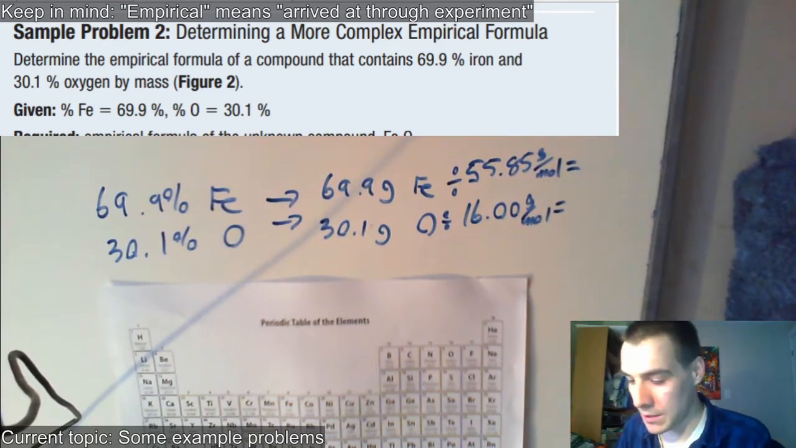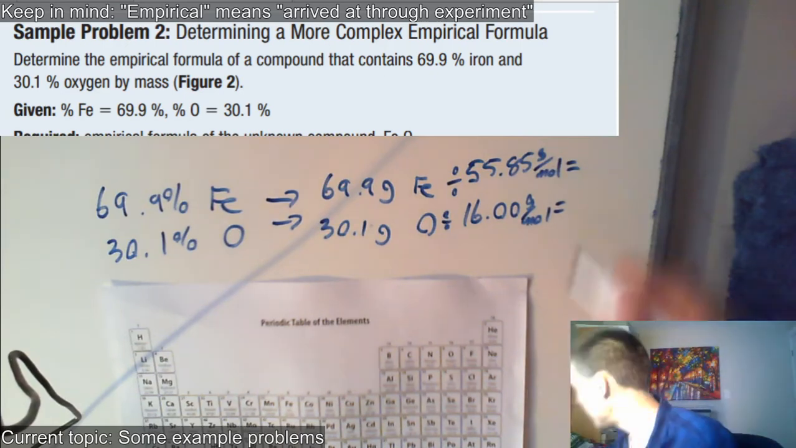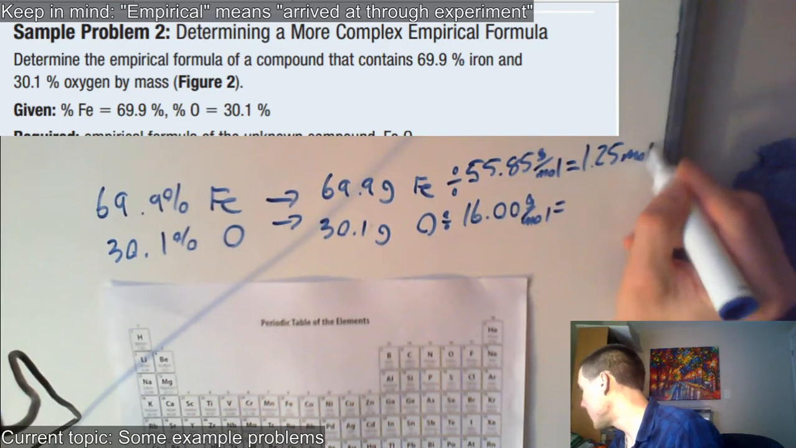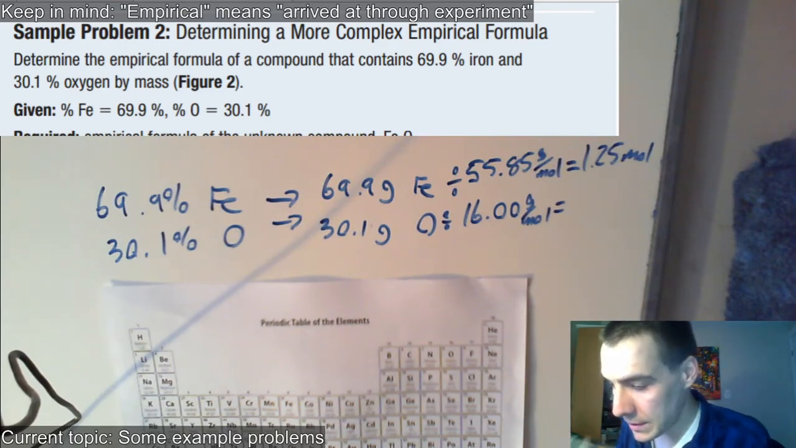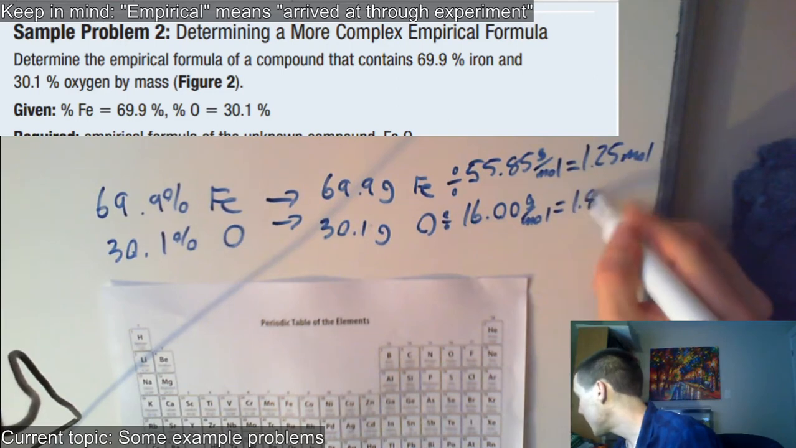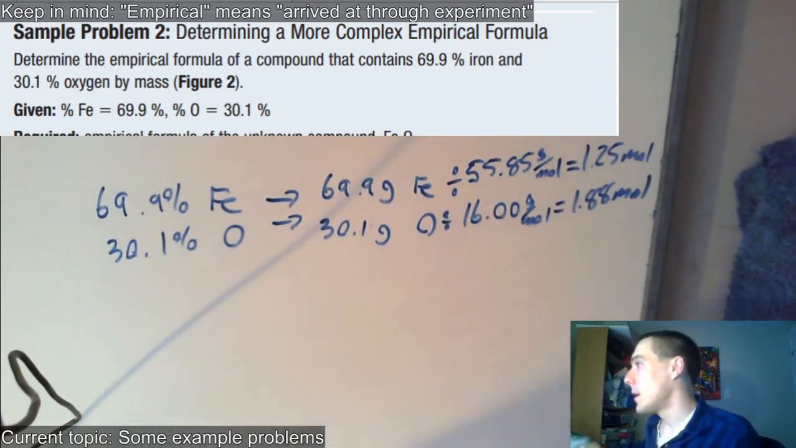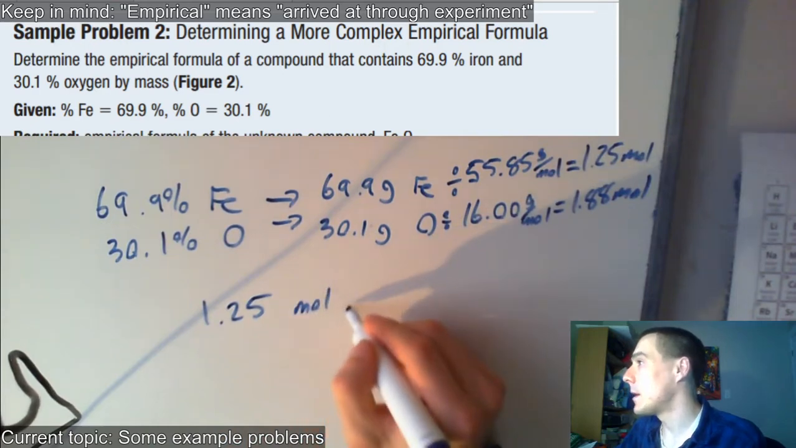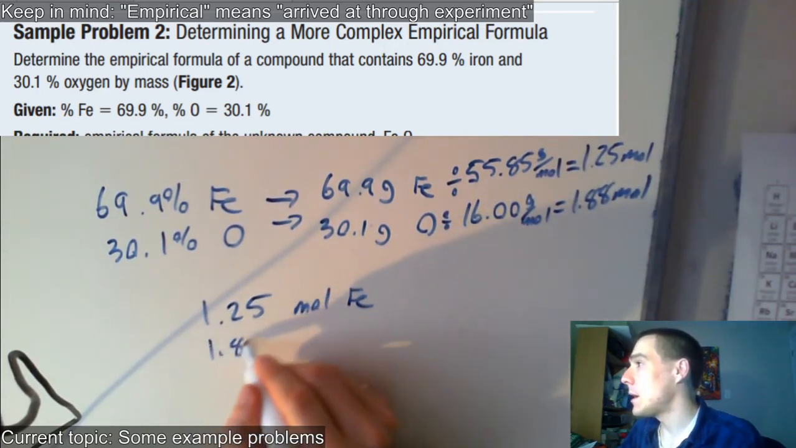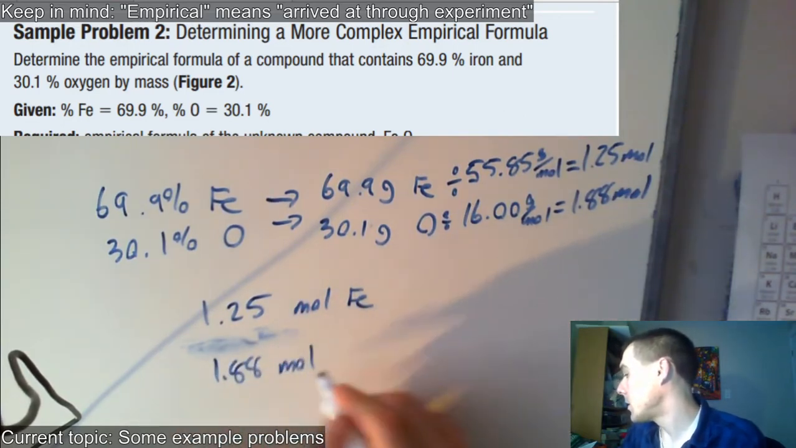Let's check that out. 69.9 divided by 55.85 is 1.25 moles of iron. And 30.1 divided by 16 is 1.88 moles of oxygen. Now the next step is that really important step. We take our 1.25 moles of iron and our 1.88 moles of oxygen.